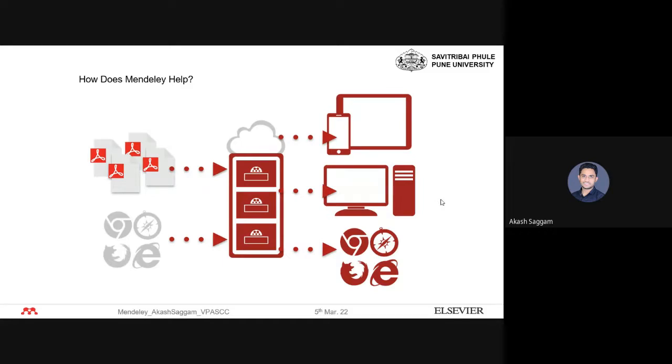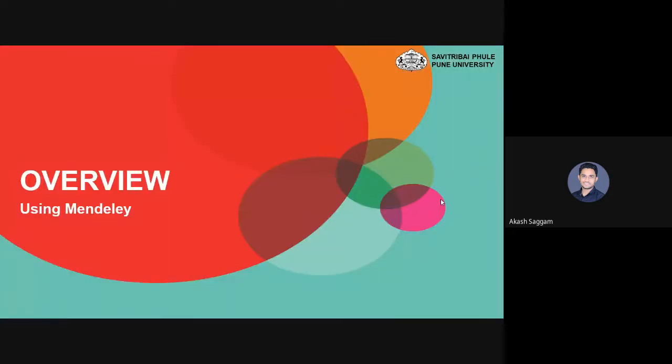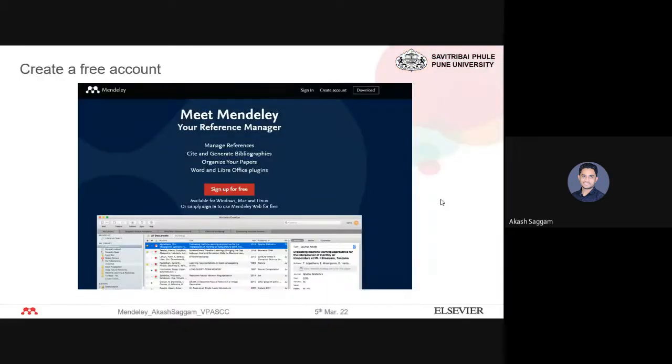So you will be having your own account, like you have a Gmail account, like you have a Facebook account, like you have an Instagram account. You can go for this particular Mendeley account that can be used throughout all the devices. So I'm going to give you an overview of how to use Mendeley. So basically, first of all, obviously you need to create a free account on the Mendeley website. You just need to create an account like you have created for your Facebook and Instagram, like that.